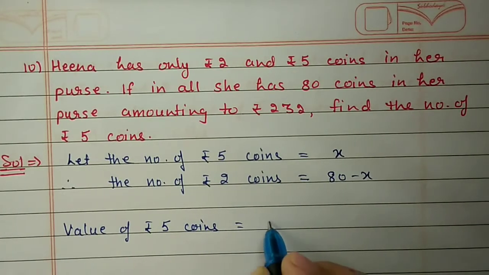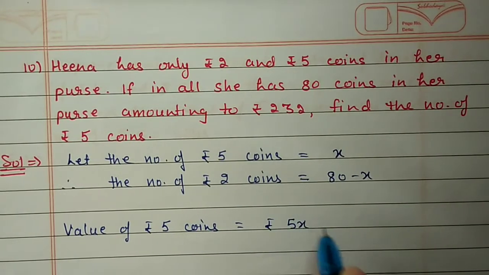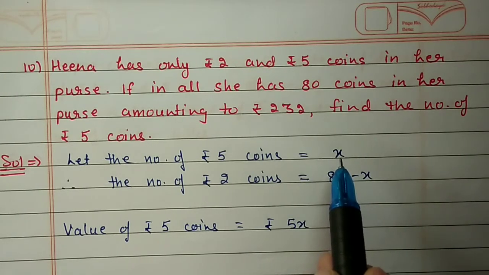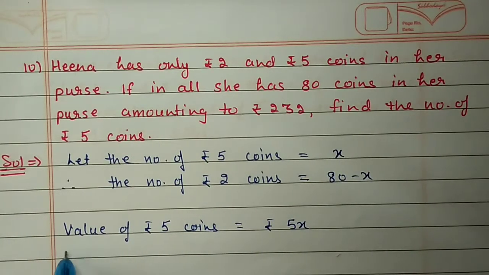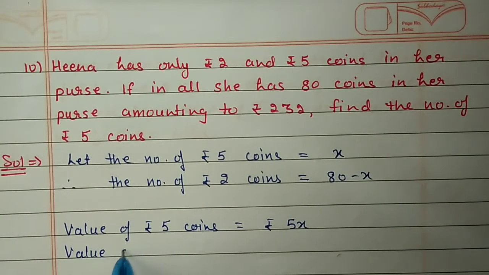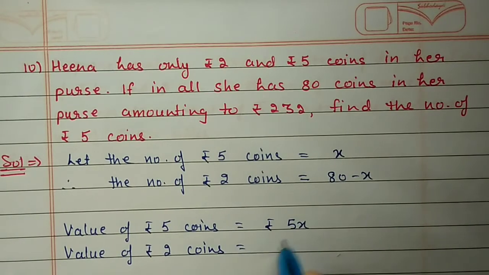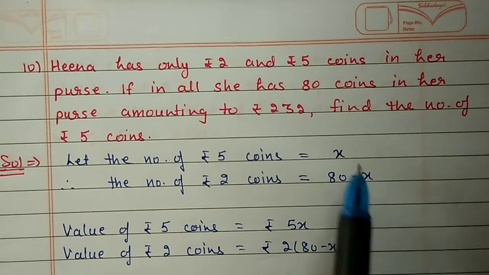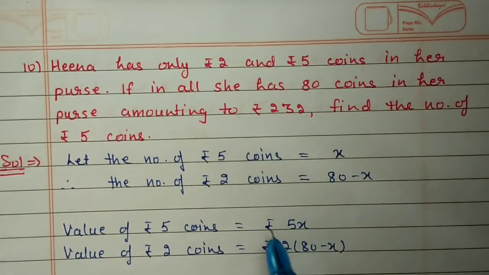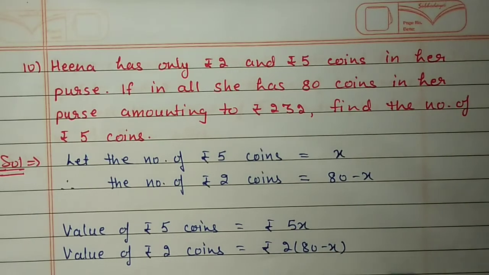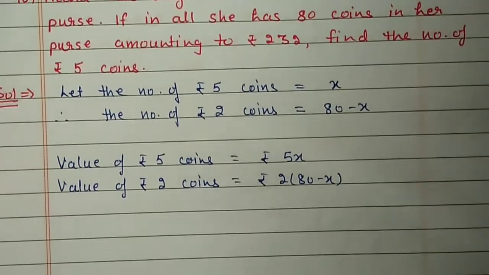Value of 5 rupee coins will be 5 into X, means 5X. Suppose you have ten 5 rupee coins. So 5 into 10, total value will be 50 rupees. Similarly, value of 2 rupee coins, we have to multiply 2 rupees with the number of coins. So 2 into 80 minus X. And according to the question, the total money is 232 rupees. So the total of 5 rupee and 2 rupee coins, if we add, it should come to 232 rupees.